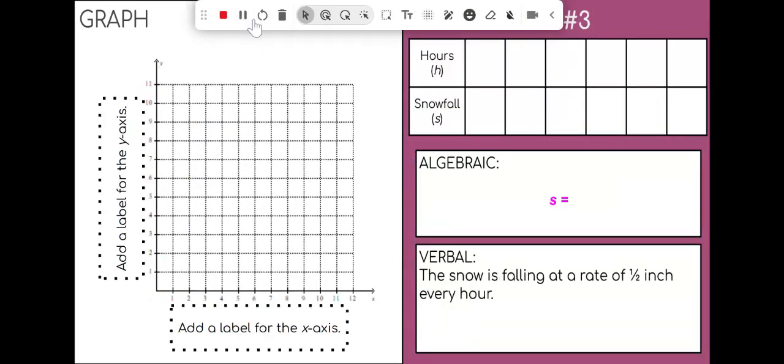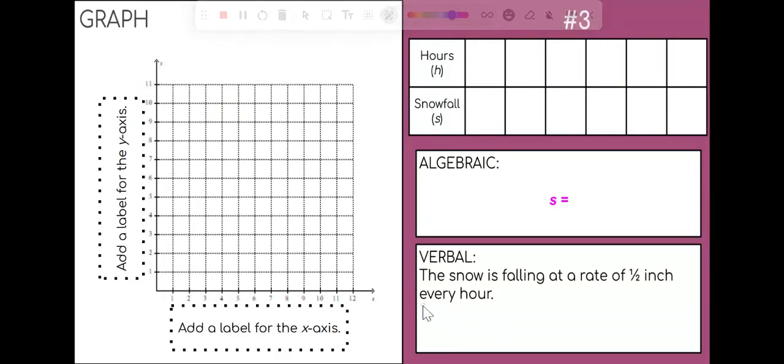The snow is falling at a rate of ½ an inch every hour. There's our key word for our variable, every hour, right? Every, per, each. That's going to be your variable. And our variable this time is H for hour. My equation, how much snowfall is ½ an inch every hour? Okay, so that's multiplication right there. You don't have to put that dot, but ½H. Snowfall is ½ an inch per hour for every single hour.